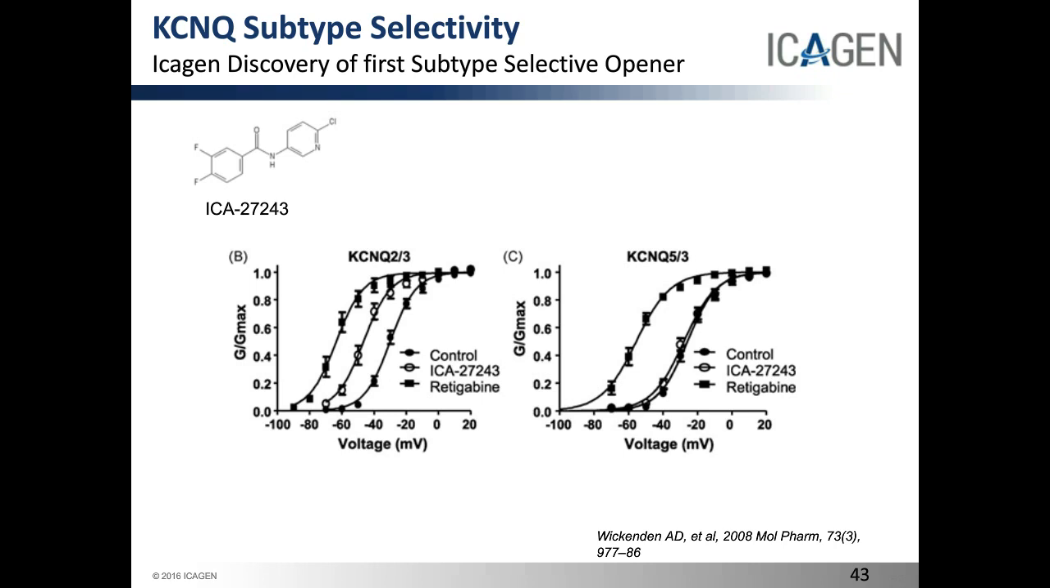And underneath are normalized conductance versus voltage curves for both channel types in the absence and presence of either ICA 27243 or Reticle Beam. And as you can see, Reticle Beam works equally well on both channel types as we have observed from the Syncropatch recordings. However, 27243 is only effective when applied to the Q23 channel. There is no effect when it was applied to the 3.5 channel. So we wanted to know if we would get similar observations if we applied the same compound using our Syncropatch assay.